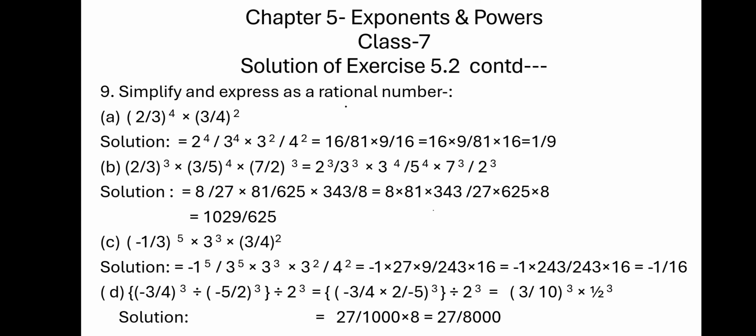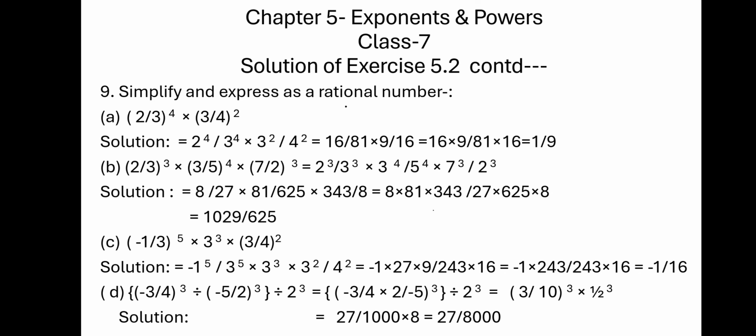Now see the question: (negative 1 upon 3) raised to the power of 5 multiplied by 3 raised to the power of 3 multiplied by (3 upon 4) raised to the power of 2. Now negative 1 raised to the power of 5 upon 3 raised to the power of 5 multiplied by 3 raised to the power of 3 multiplied by 3 raised to the power of 2 upon 4 raised to the power of 2. So now negative 1 raised to the power of 5 is negative 1, multiplied by 3 raised to 3 is 27, and 3 raised to 2 is 9, upon 3 raised to 5 is 243 and 4 raised to 2 is 16.